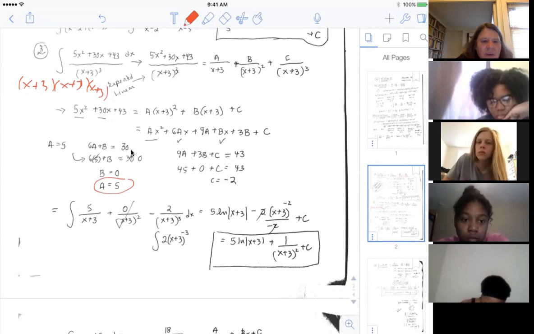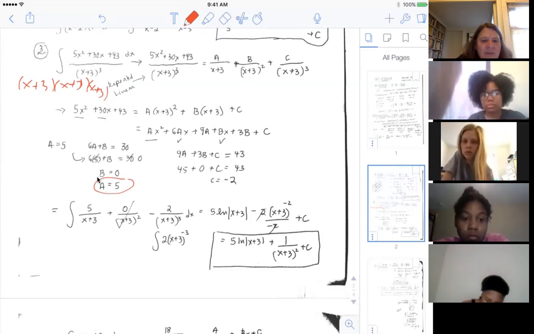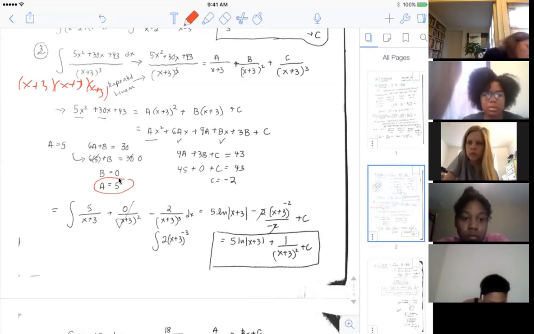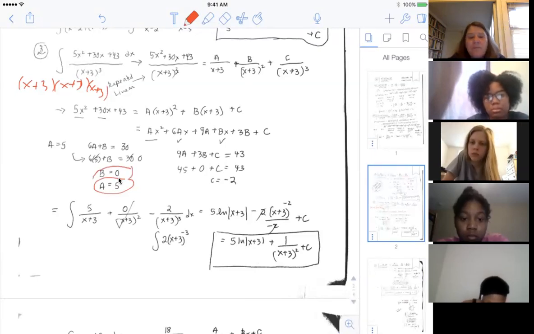So I put 30 there. But because I already knew A, I put it in, made it 30, subtracted 30 from both sides, and I got B equals 0. So always use, if you can, what you've already found, and you'll save yourself time.